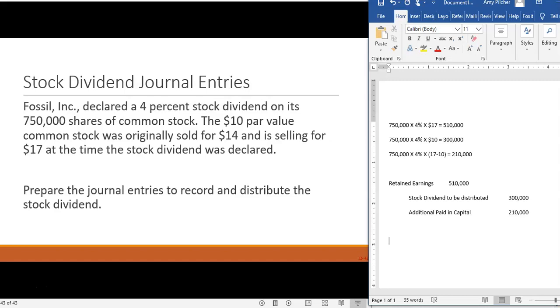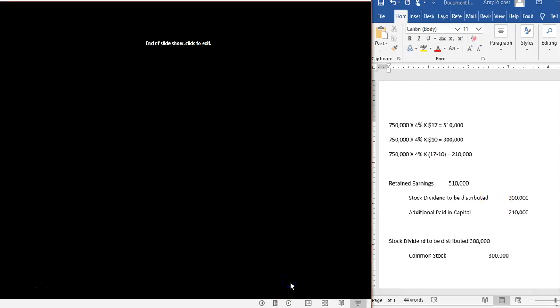On the date that we distribute that stock dividend, then we're going to debit stock dividend to be distributed and credit common stock. And that is the end of Chapter 12.